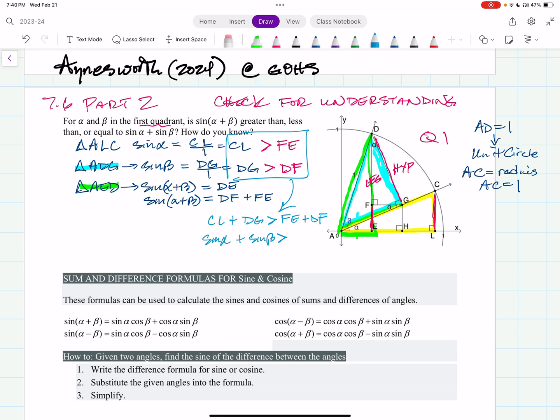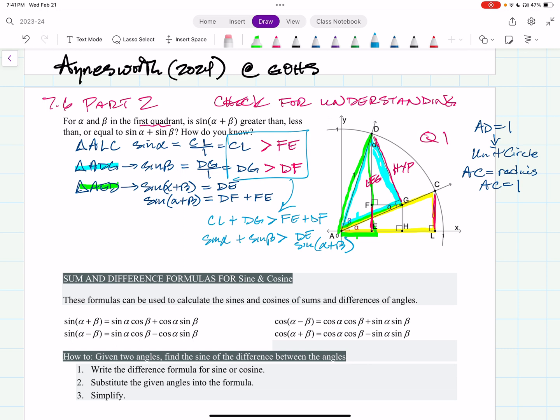And that's got to be greater than the FE plus DF. But what's that? Well, it's DE, right? But what's DE? Well, it's sine of alpha plus beta. All right. So here I ended up with sine alpha plus sine beta is greater than sine of alpha plus beta.